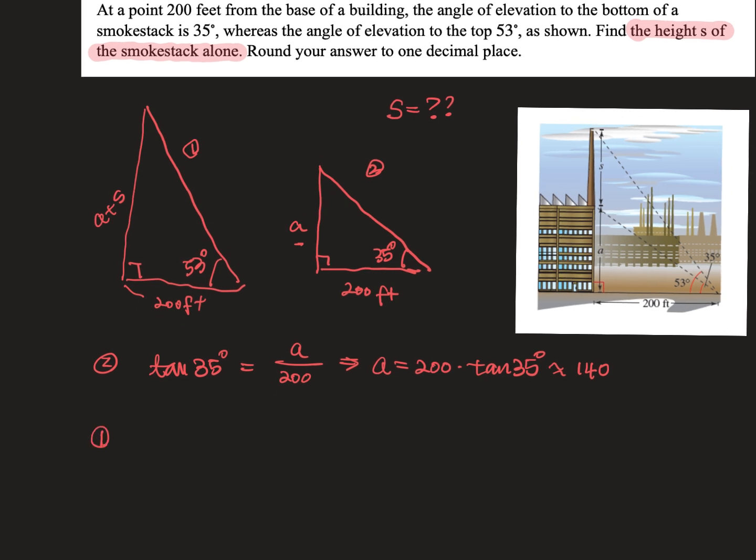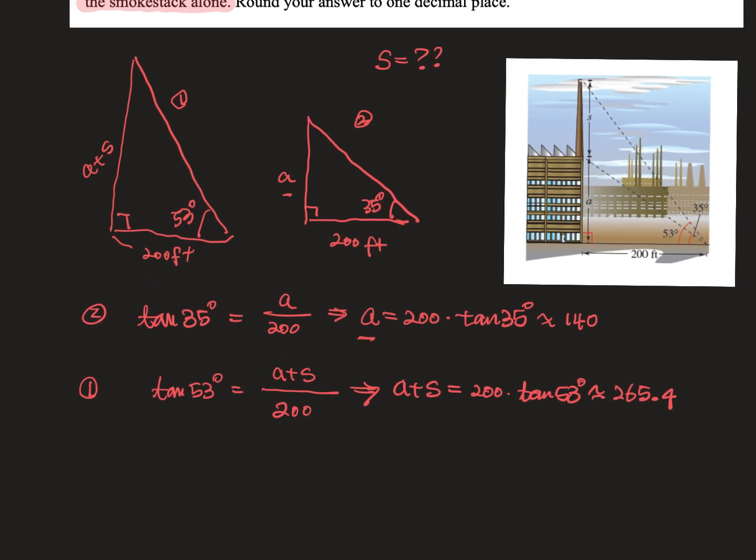We have to find the S, right? So we're going to use the first triangle. So this is tangent 53. Opposite is A plus S over 200. So multiply by 200, and you find A plus S equals 200 tangent 53. So what do you find for this one? This one is 265.4. Now you found A plus S, right?